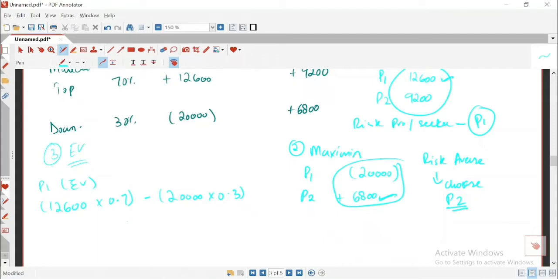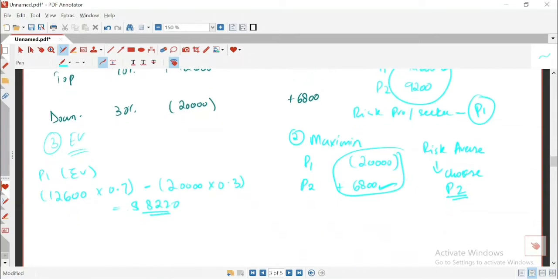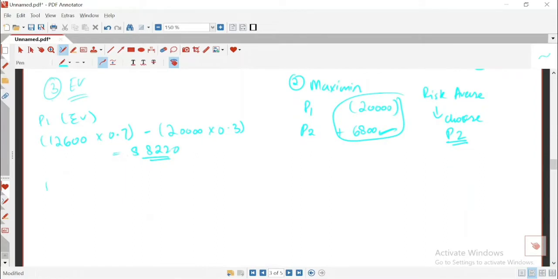देयरफॉर द टोटल एक्सपेक्टेड वैल्यू ऑफ प्रोजेक्ट 1 इज $8,220. ऑलराइट, फॉर प्रोजेक्ट 2 द एक्सपेक्टेड वैल्यू इज 9,200 into 0.7 plus 6,800 into 0.3, which gives us the total expected value of 8,480.